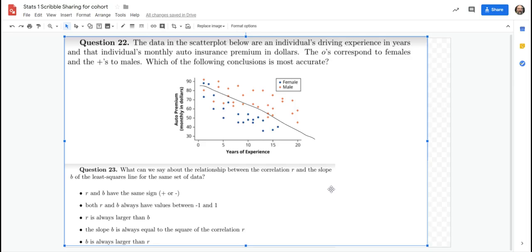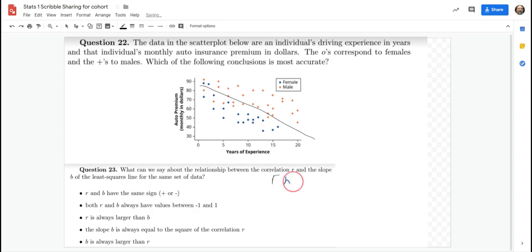So now we take a look at question 23. What can we say about the relationship between the correlation R and the slope B of the least squares regression line? Okay, so we already know that downward means R is negative. And the R correlations always vary between -1 and 1. A -1 would be a perfect scenario where every data point is exactly on the line.